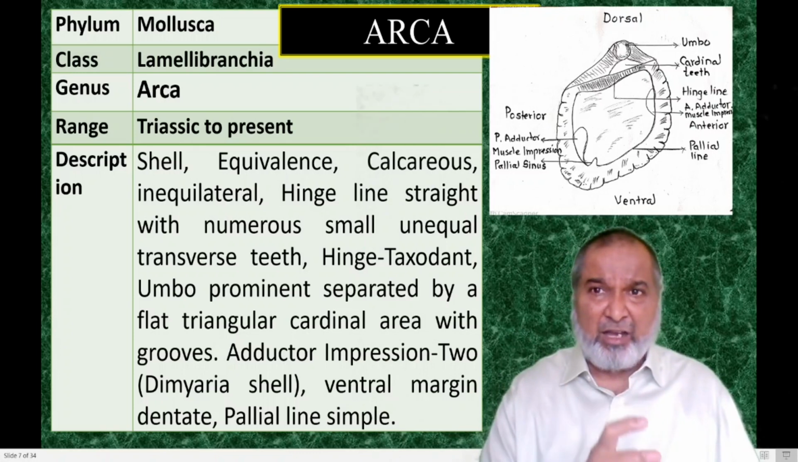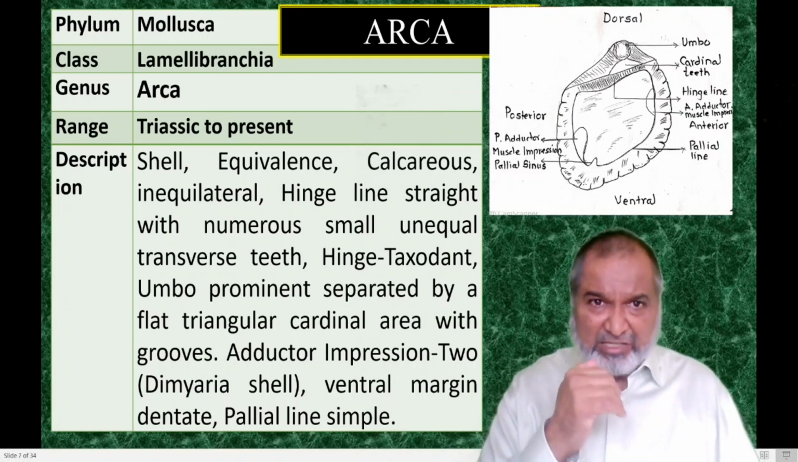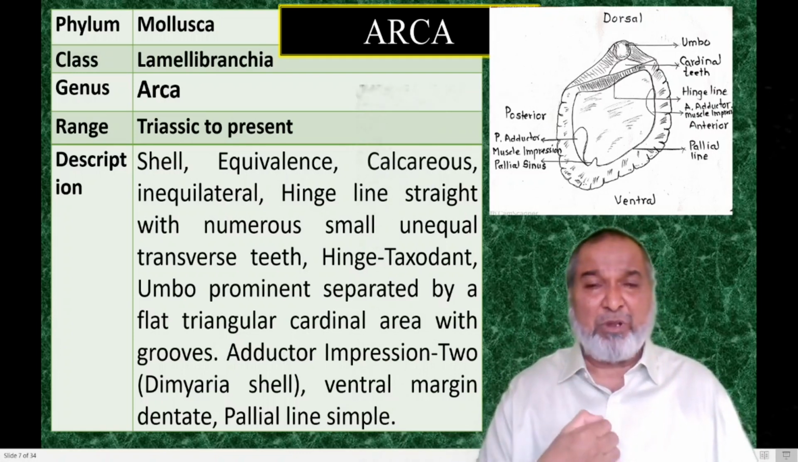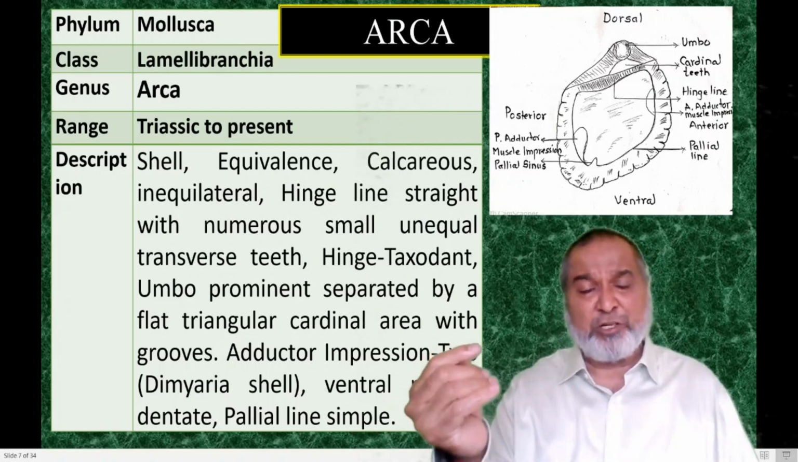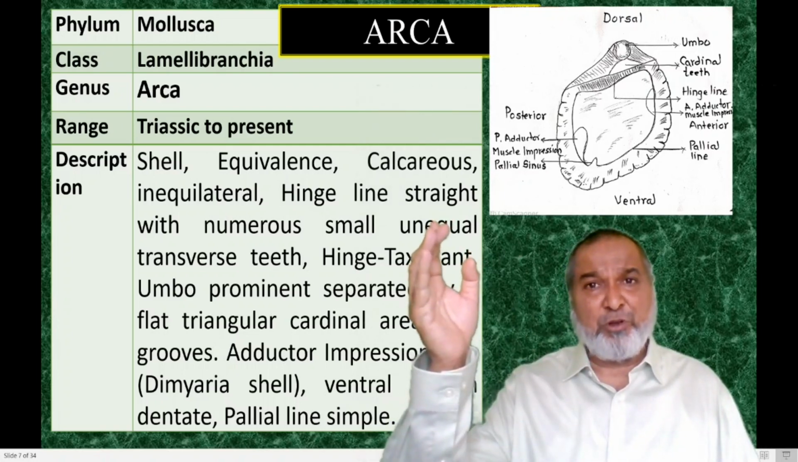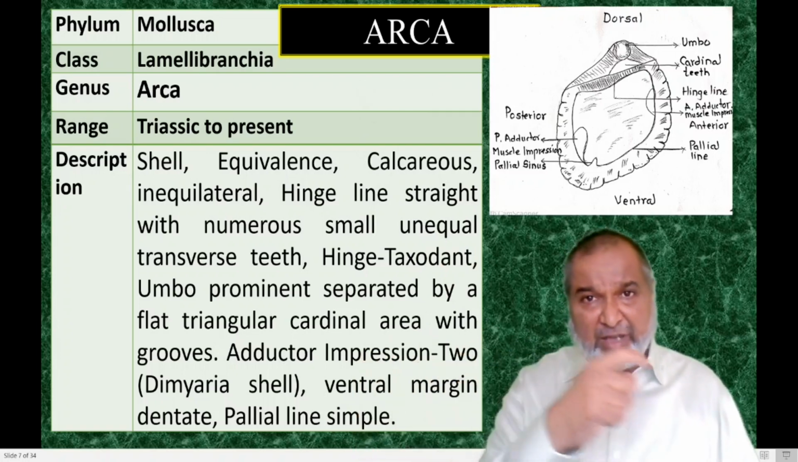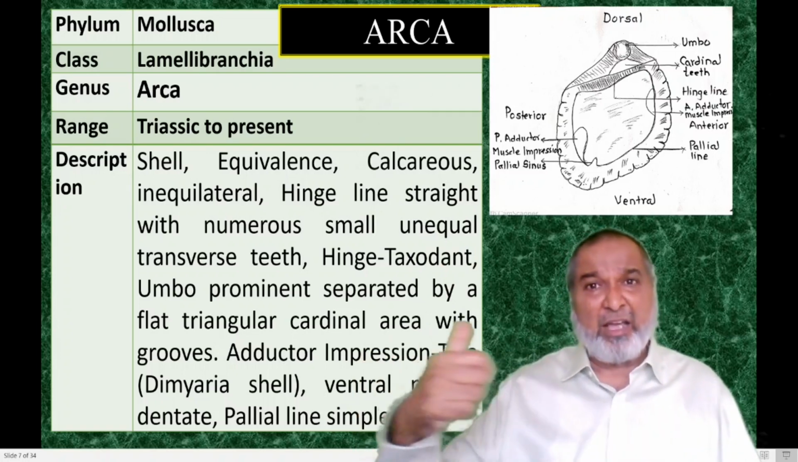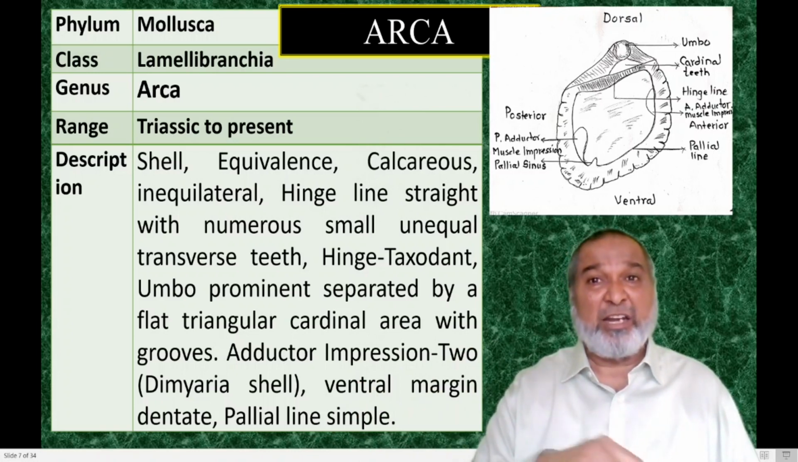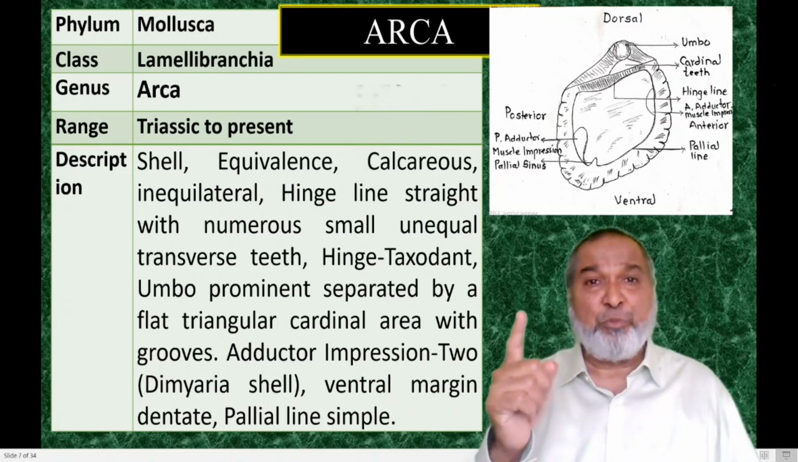So this Arca has now started its age. For example, my date of birth is 1962. So whichever date I am going to now, that period I can mean. So that will be my range, from when I was born until I go extinct. So the range is given as Triassic to present.